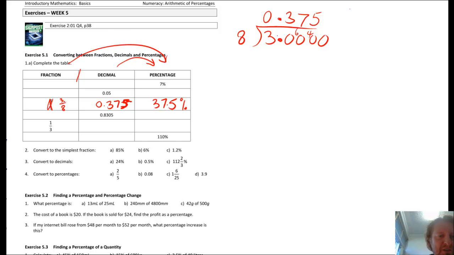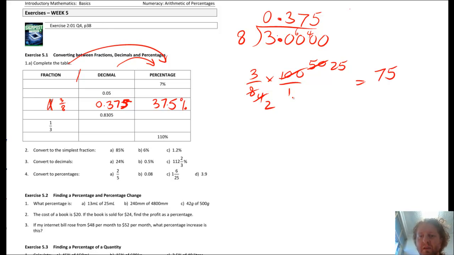Note that if I wanted to go straight from a fraction to a percentage, I still could have done it. I would have just had to say 3 8ths times 100. I would have looked for some simplifications. It's not going to be heaps. I can halve you and halve you. You're both still even. I can halve you and halve you. That's as good as I can get. 3 25s is on the top and 2 times 1 on the bottom. I've still got to work out what's 75 on 2.